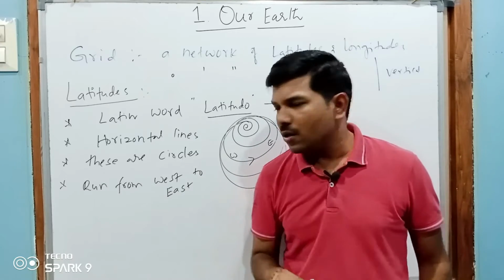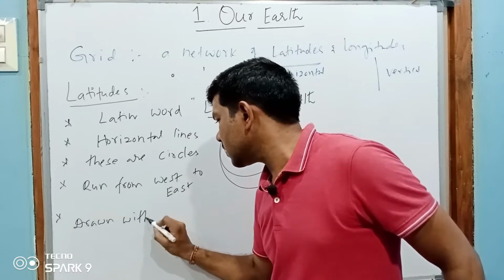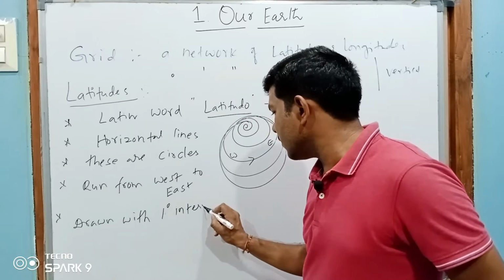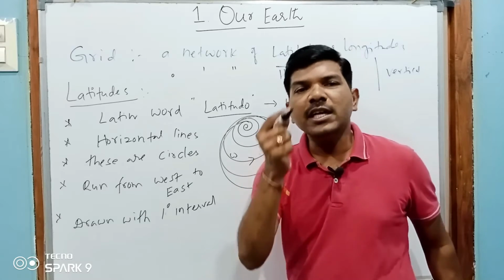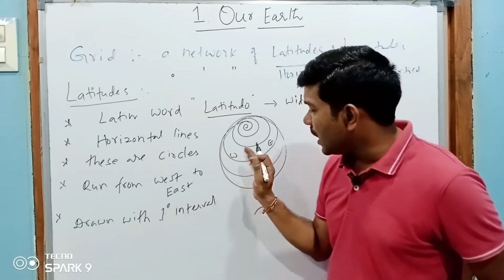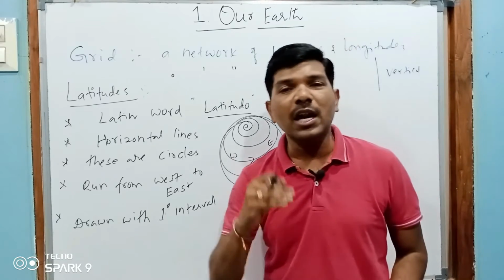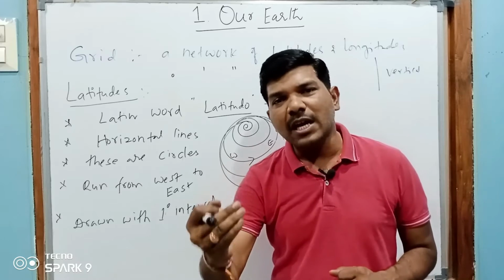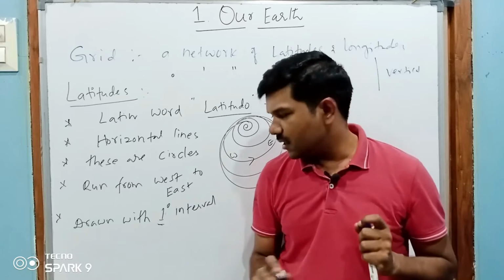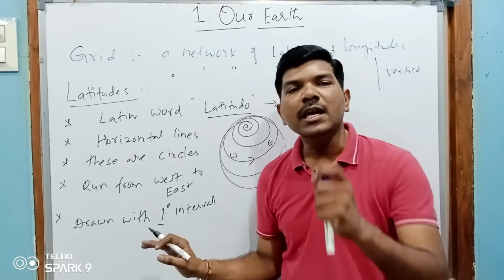Next, these are drawn with a 1 degree interval. మరి ఇవన్నీ కూడా 1 డిగ్రీ ఇంటర్వెల్తో గీయడం జరిగింది. The distance between one latitude and another latitude is only 1 degree. ఒక లాటిట్యూడ్కి ఇంకొక లాటిట్యూడ్కి, ఒక అక్షాంశానికి ఇంకొక అక్షాంశానికి తేడా అంటే డిస్టెన్స్ ఎంత అంటే 1 డిగ్రీ. There is a distance between one latitude and another latitude, just 1 degree interval.